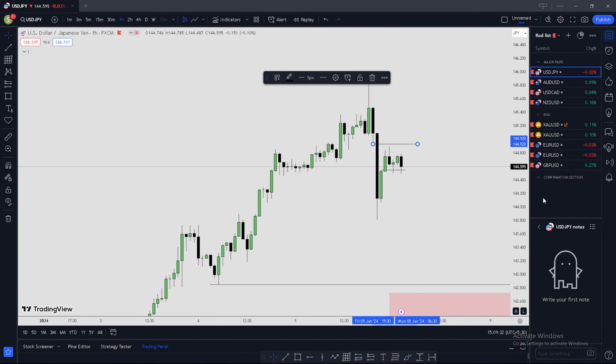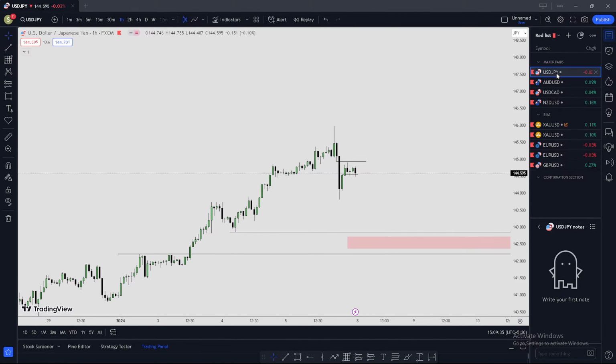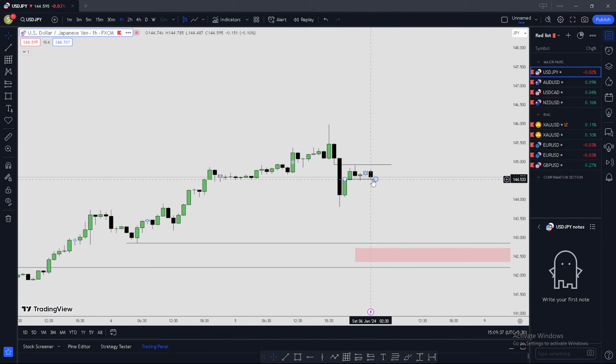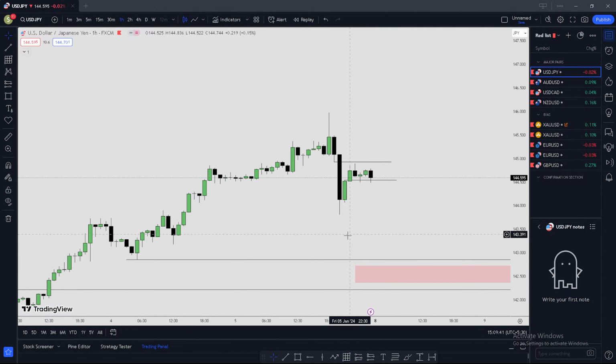Now all we need is a down move. This is also bearish. This is the fair value gap, the 1 hour fair value gap, which the price came all the way back into.